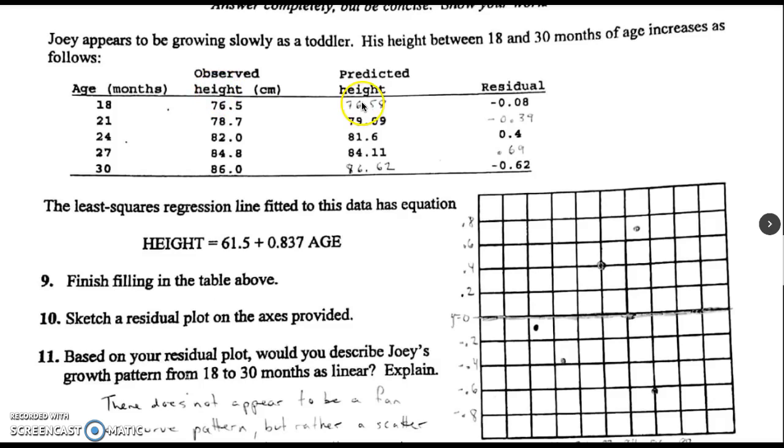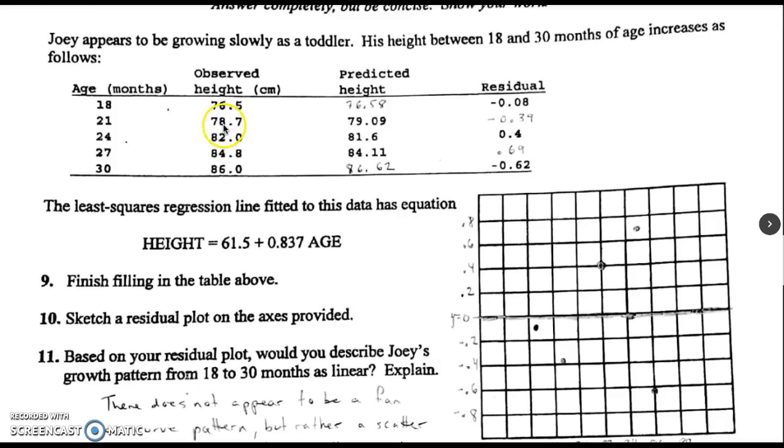if you have observed and predicted and residuals, well, you should know that residual is the actual minus the predicted. So this number minus this number gives you the residual. So if the residual is negative, this number would be higher than the observed. So basically I just added 0.08 to this number to get that.